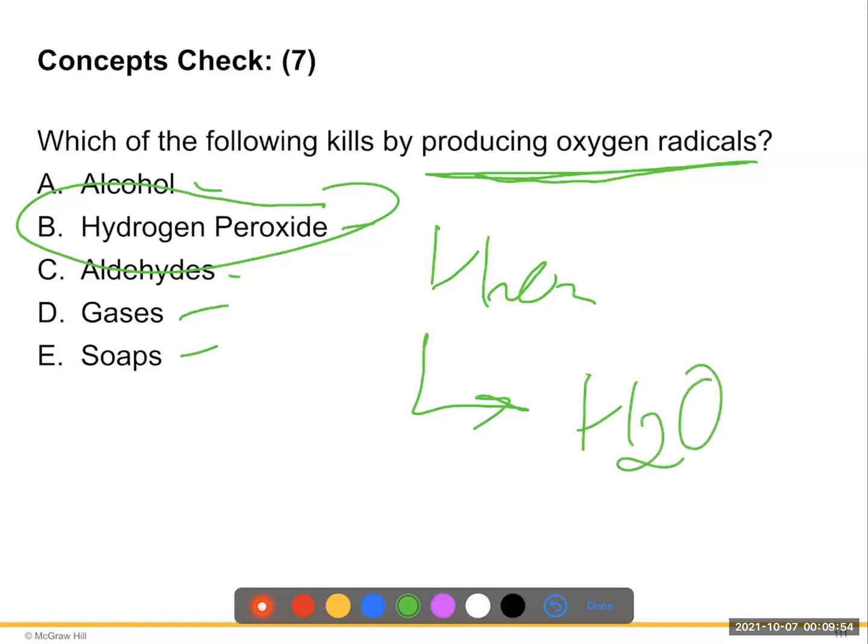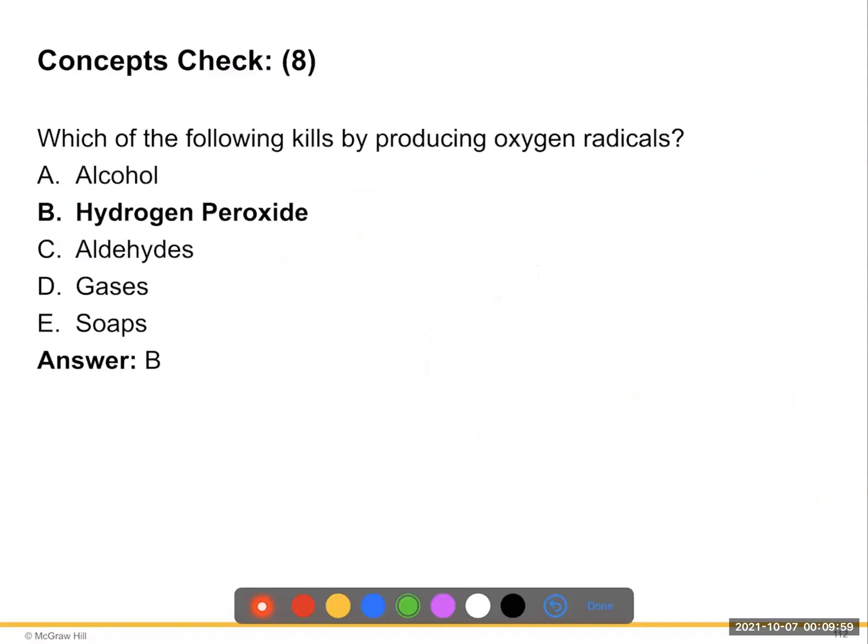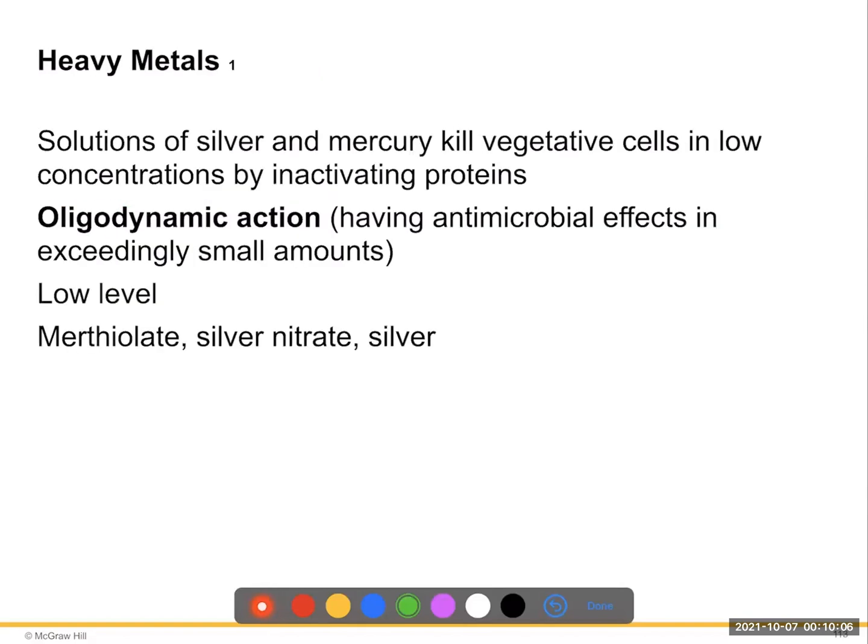Hydrogen peroxide breaks down to water and oxygen. And that's what kills anaerobic bacteria. It is hydrogen peroxide. That will be on your nursing exams too. That's on your in-class test. And that's when you should remember.